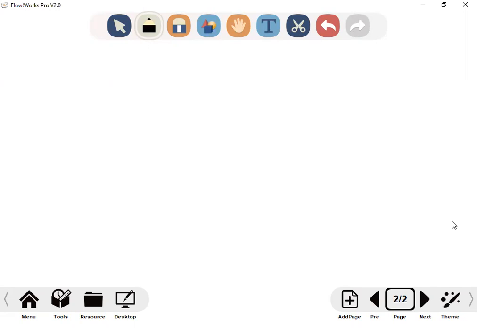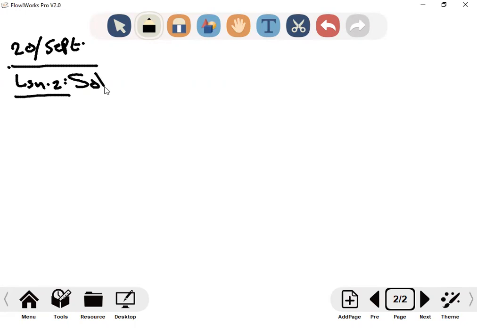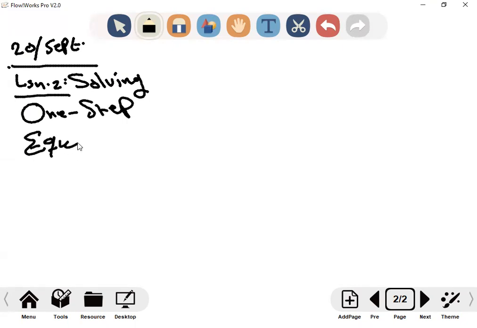Page 75. Lesson 2, we are on module 2, right? Solving one step equations. We are on page 75.